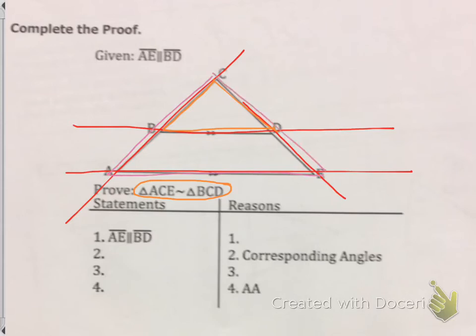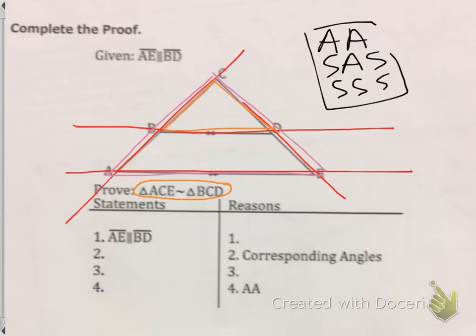We want to prove that those are similar to each other. In order to prove that, I need to prove either angle, angle, side, angle, side, or side, side, side. So I'm just going to look to see if I can find information on these two triangles that will prove those rules. Let's take a look at the given.